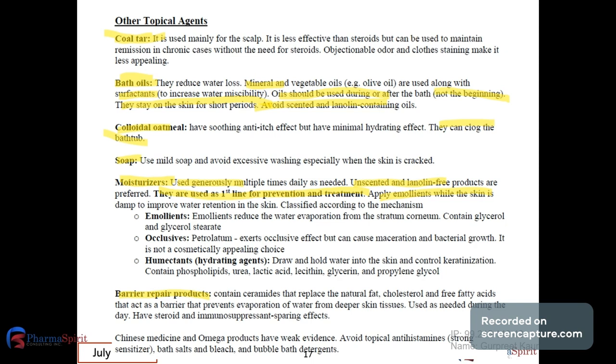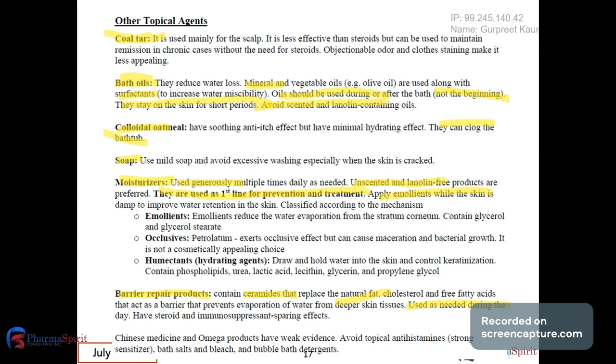So they contain ceramides that replace the natural fat, cholesterol, and fatty acids that act as a barrier to prevent the water evaporation from the deeper skin tissue. So basically, we replace the cholesterol and the free fatty acids that we lose. They are used as needed during the day, and they have a steroid and immune suppressant sparing effect. So they can help the patient to use less steroids. And if the patient is using something like calcineurin inhibitor, they can also help the patient to use less amount of the calcineurin inhibitor or for shorter duration.